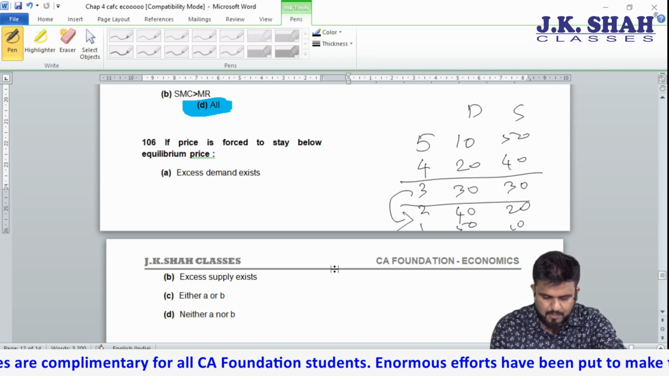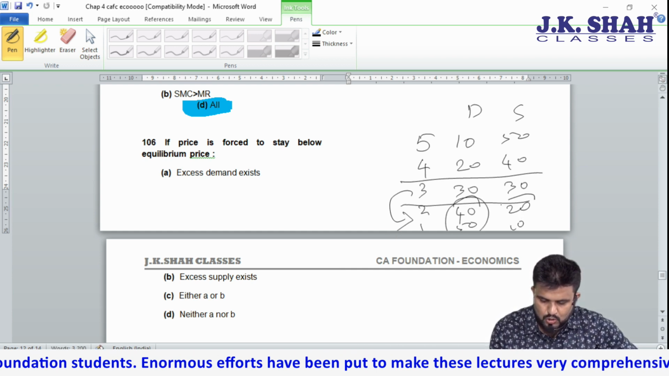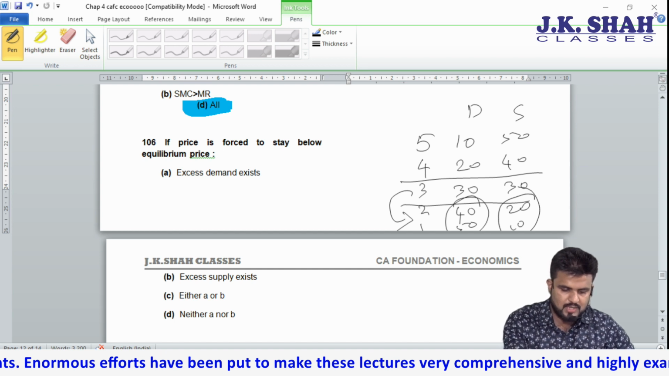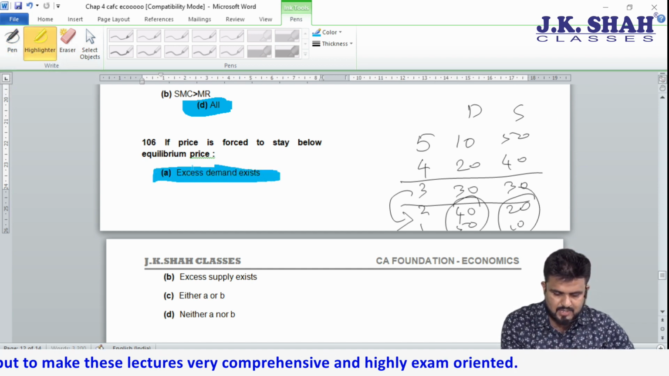Price below, the area below equilibrium they are telling. What will happen? Demand will be more, supply will be less. So what is the answer? Excess demand exists.